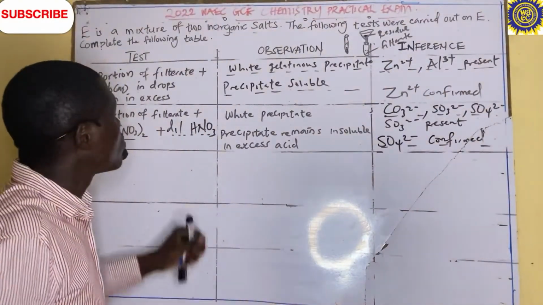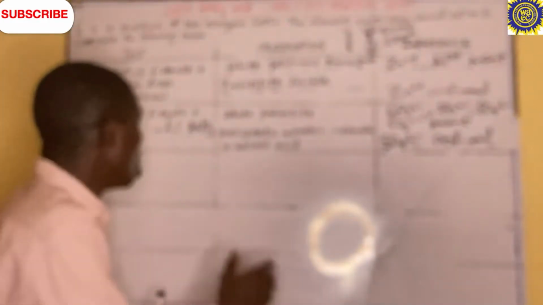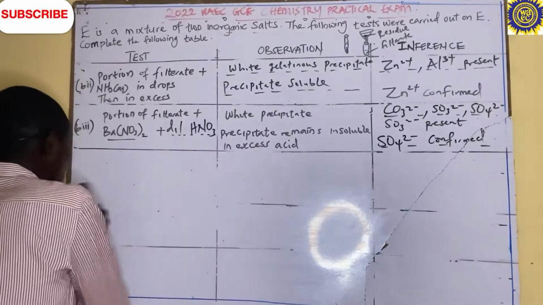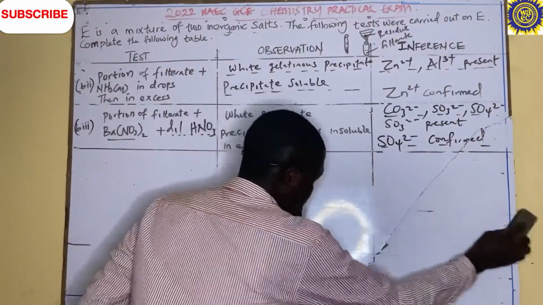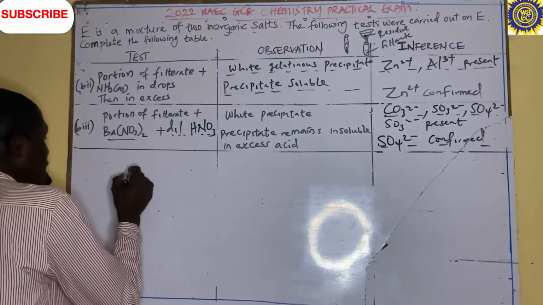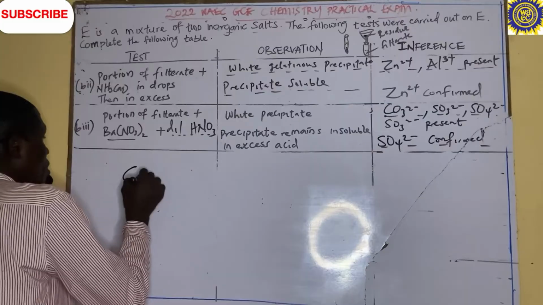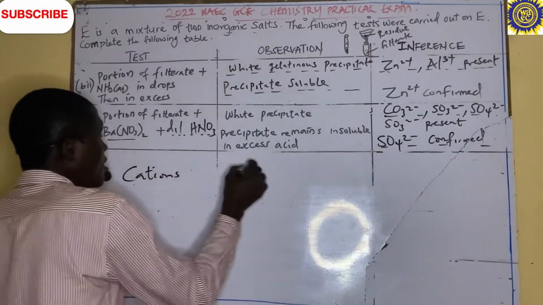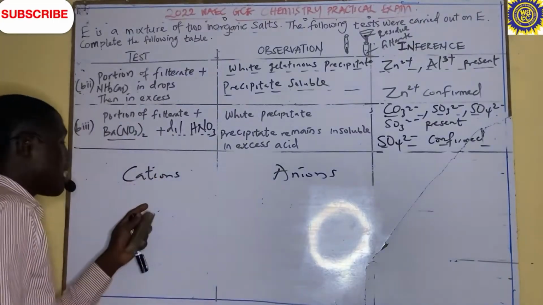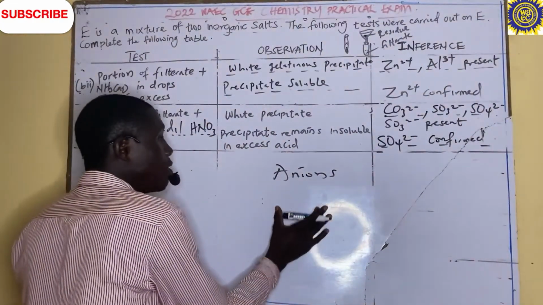So we can see that we have confirmed some anions and cations in this one experiment. What are the ions that we have confirmed in this exercise? Now, you have to write them out, the ions confirmed under cations and anions. What are the ions that we confirmed under cations, and what are the ions that we confirmed under anions?